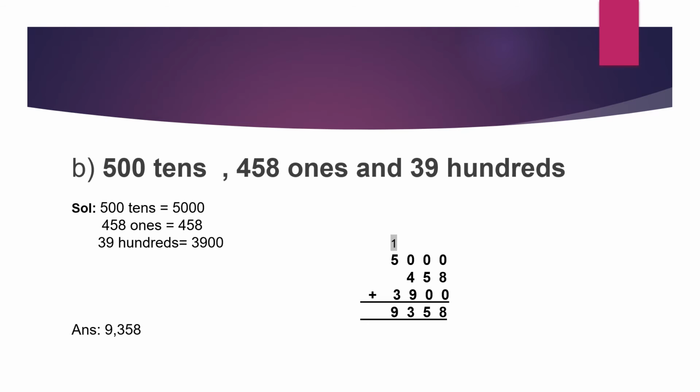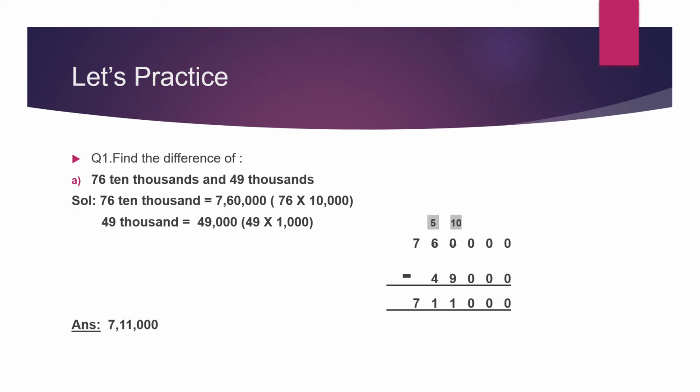Now, suppose we have to add 500 tens, 458 ones and 39 hundreds, then how can we do that? Children, we know 500 tens is the same as 500 into 10, which is 5000. 458 ones will be the same as 458 into 1, which is equal to 458. 39 hundreds will be the same as 39 into 100 and its value will be 3900. So, we can arrange these three numbers in the column and then find out their sum. When we add 5000 and 458 along with 3900, we get the sum as 9358. Now, let's do some subtraction questions also based upon the same concept.